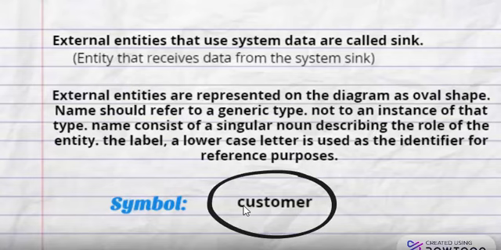Now, students, carefully avoid this mistake. Write the name of the external entity, customer. Put the singular noun with a lowercase letter. Don't write a plural noun. It is a rule for the data flow diagram.